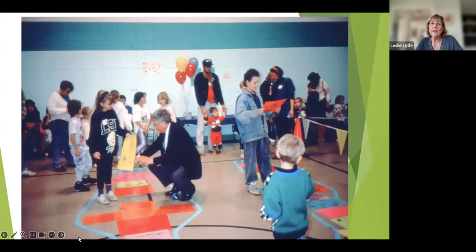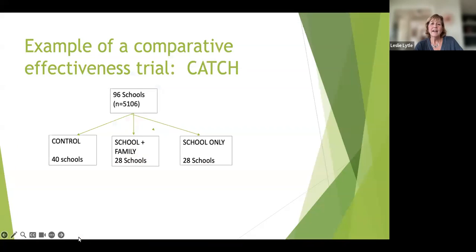In this family component, there were activities that linked the family to the curriculum, but also we brought in all the families one night for a big family fun night where we had games and parties and healthy foods. So our study design for CATCH looked like this. After baseline data collection, we randomized 96 schools: 40 were control schools, 28 got the three school components plus the family component, and 28 schools got just the school-based component.